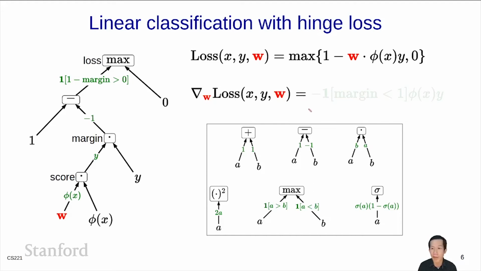Okay, so first we have 1 minus margin greater than 0, which I'm going to rewrite as margin less than 1. Verify that's the same thing. We have a minus sign here, that's a minus sign here. And then we have y, and then we have phi of x. We multiply them all together, and that's the expression. And you can verify that this is indeed the gradient of the loss function.